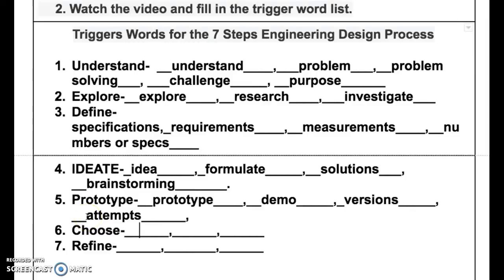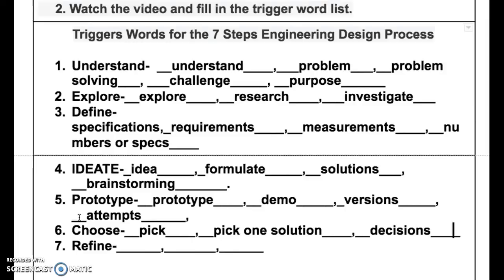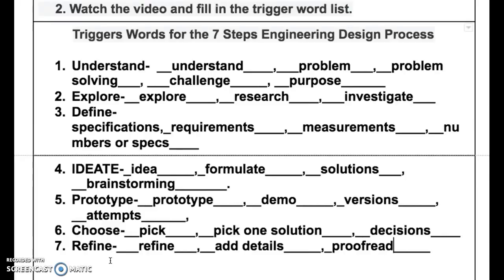For choose, you want to look for words like pick one solution, decisions. That should be fine. And for the last one is refine. Add details. Proofread. Really, you're not proofreading. You're just looking over if you have any like kinks or any areas that you need to fix.